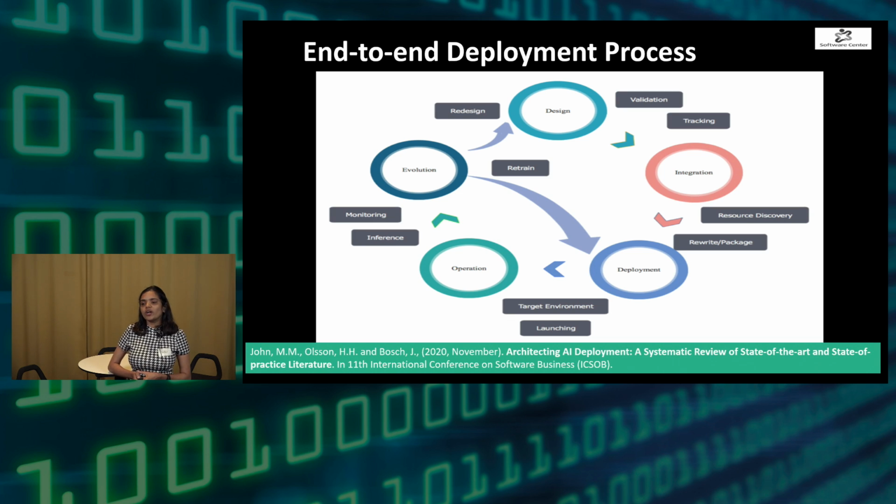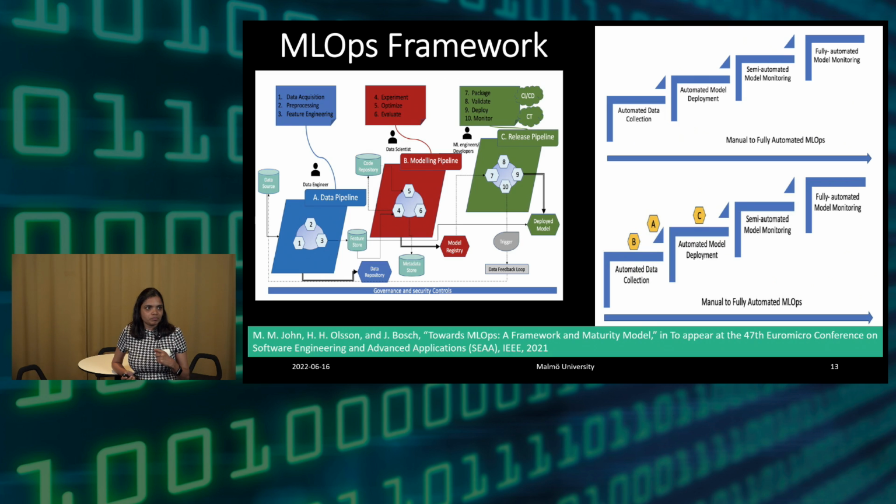Then once you have developed a particular model, as you all know, most of the AI companies, even though they are developing a lot of machine learning and deep learning models, only very few models cross the deployment phase. So we tried to figure out what the end-to-end deployment process can be, where we figured out 5 different phases and sub-activities for each phase. You can see the phases are design, integration, deployment, operation, and evolution.